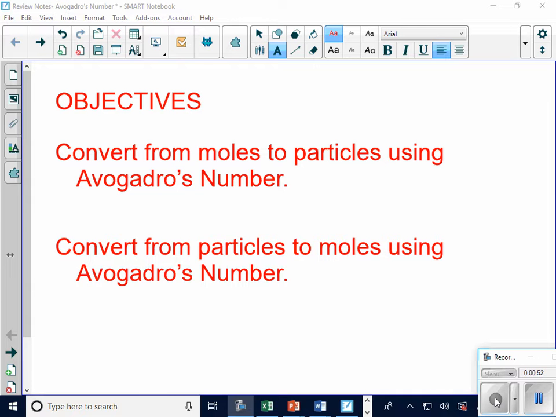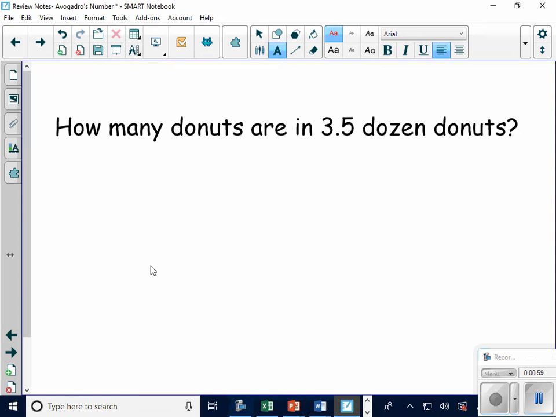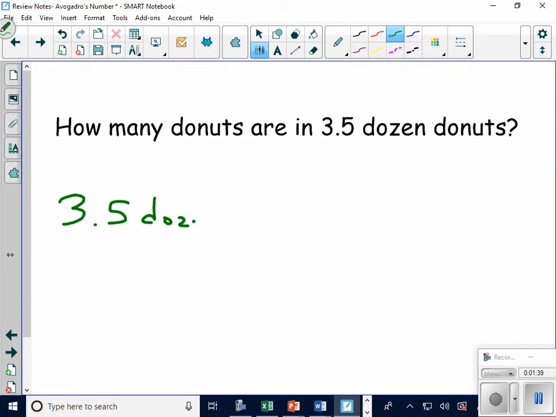So we're going to start off real simple. And I'm just going to work a conversion right here, okay? Nice and easy. We've been talking about the amount of a substance being the mole. Well, we compared that to a dozen. So I'm going to do a nice, easy conversion here using a dozen. Now, it says, how many donuts are in 3.5 dozen donuts? Well, what I'm going to do is take what I know. And I know that I have 3.5 dozen donuts.